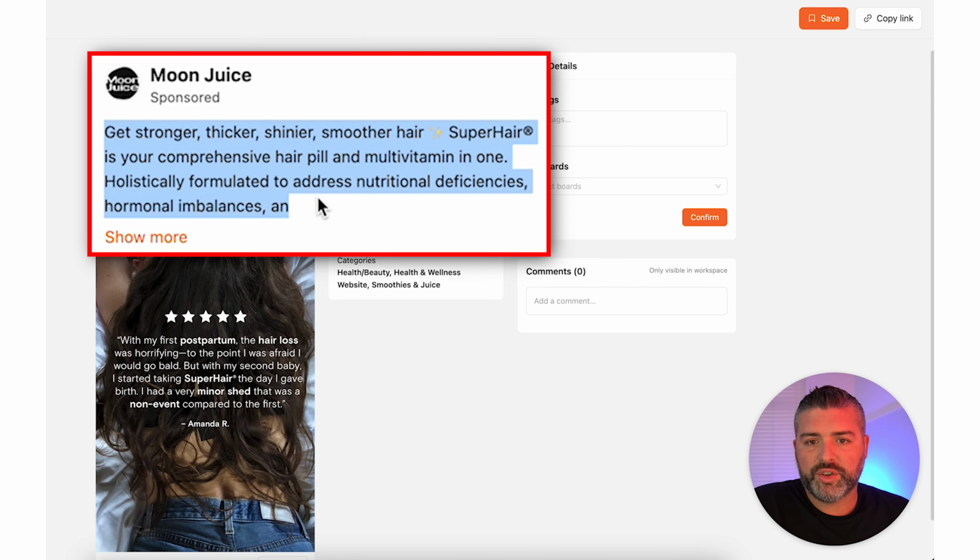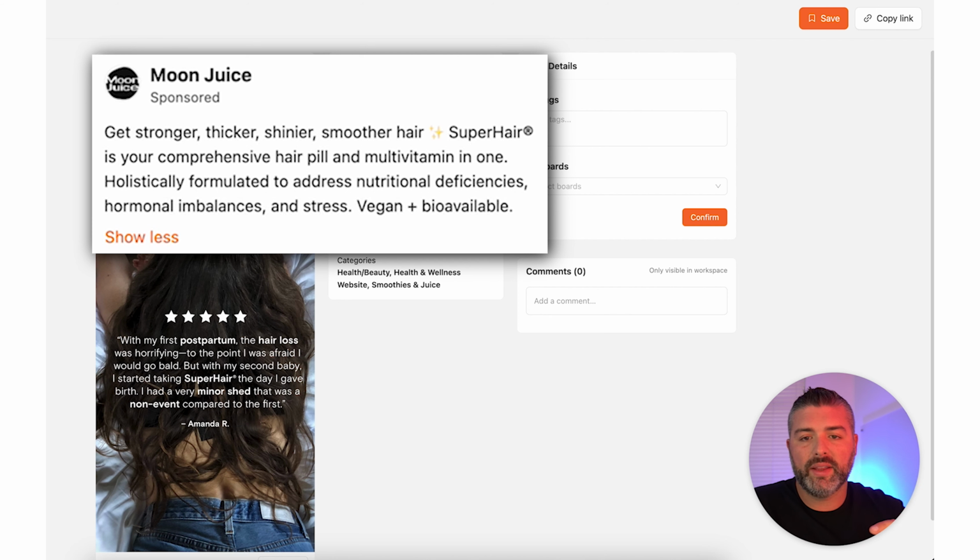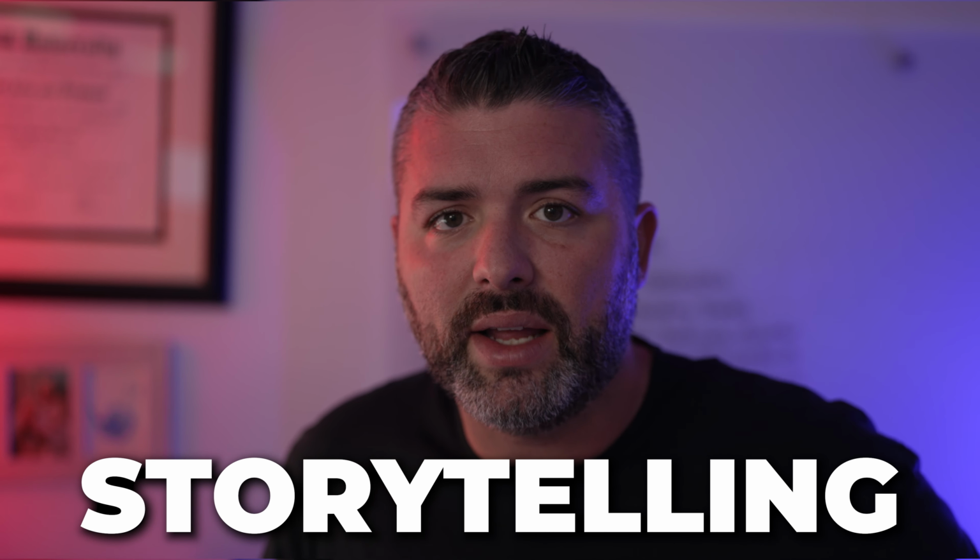From there, we're going back up to the ad copy. Get stronger, thicker, shinier, smoother hair. Super Hair is your comprehensive hair pill and multivitamin in one, holistically formatted to address nutritional deficiencies and hormone imbalances, and stress, vegan and bioavailable. So the storytelling ads work because they engage the viewer emotionally, making the product more memorable. You're probably going to remember this ad after just discussing it. What was that ad again? That is the recollection that we are going to get through a storytelling ad. It immediately invokes emotion or relatability, followed by the product, and there you go.